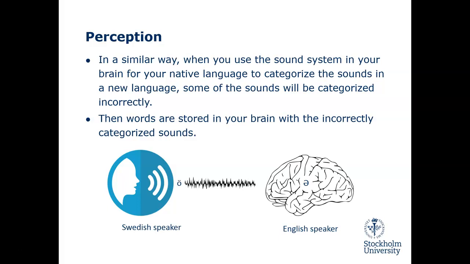In a similar way, when you use the sound system in your brain for your native language to categorize the sounds of a new language, some of the sounds will be categorized incorrectly. And what I mean by incorrectly is that they will be categorized differently from the way that native speakers of that language would categorize them. And that's a problem because when you learn new words in the language, and those words are stored inside your mental dictionary, that mental dictionary will have stored the incorrect sounds as part of that word.